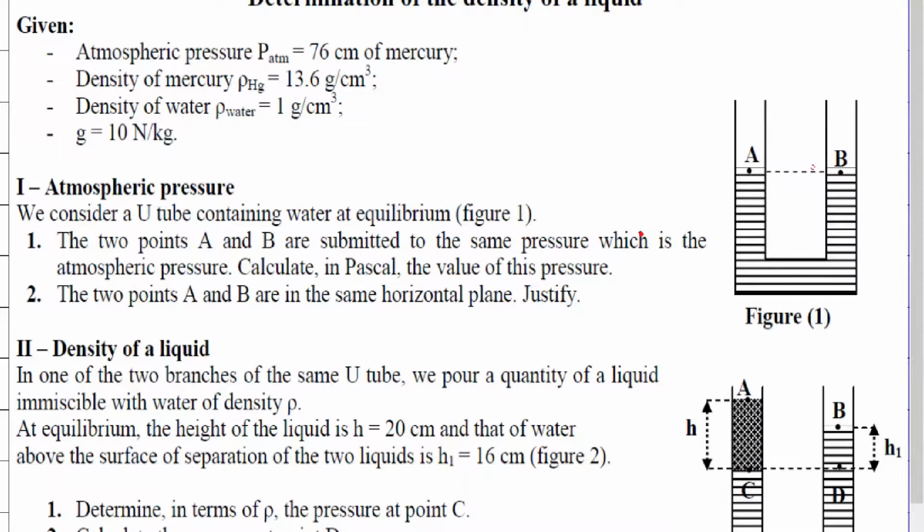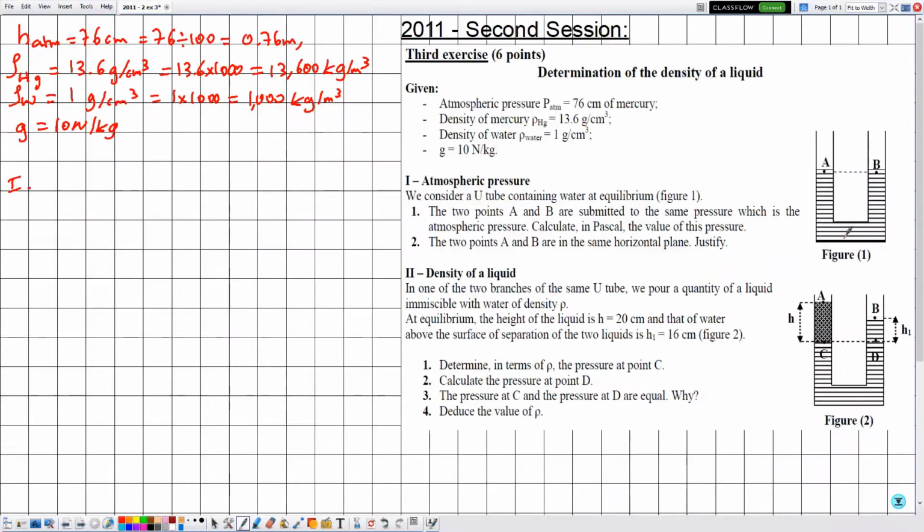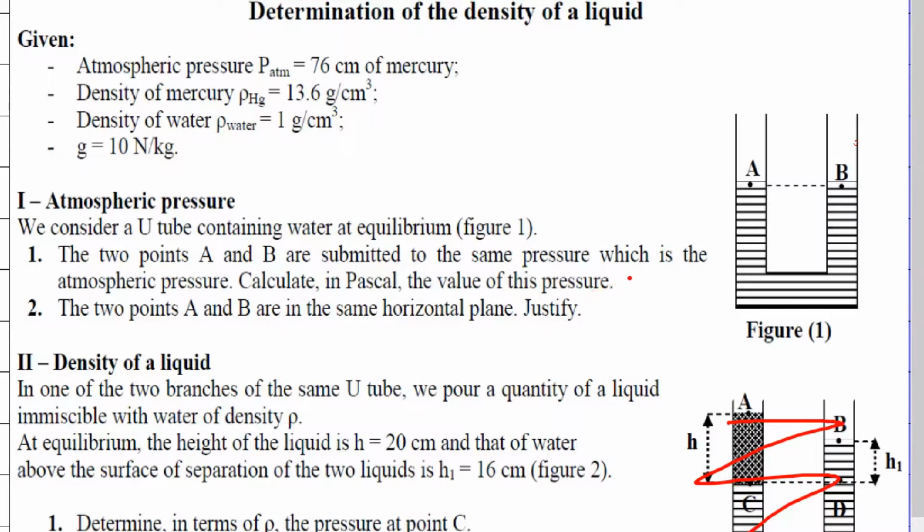Number 1, atmospheric pressure. Part 1. We consider a U-tube containing water at equilibrium, figure 1. They mentioned this figure, so now we can use it. Notice that until this moment they didn't mention anything about figure 2, so we are not allowed to use it. Now, number 1, the 2 points A and B are submitted to the same pressure, which is the atmospheric pressure. Notice that the points A and B are at the free surface of water. Whenever we are interested in pressure, we always look upward. Looking upward, there's nothing above the points A and B, so they are submitted to the atmospheric pressure.